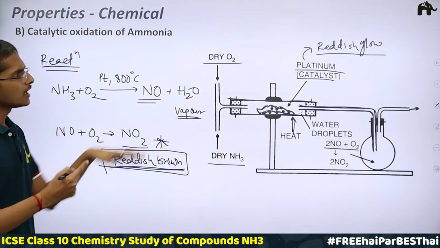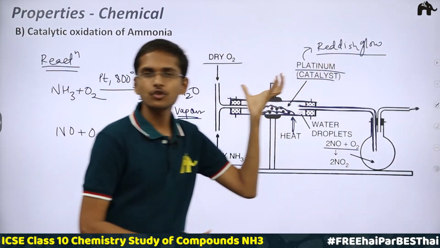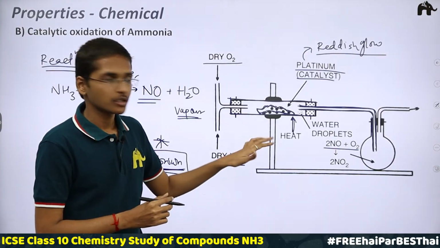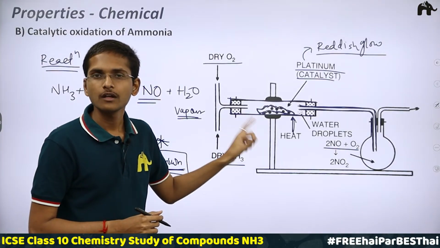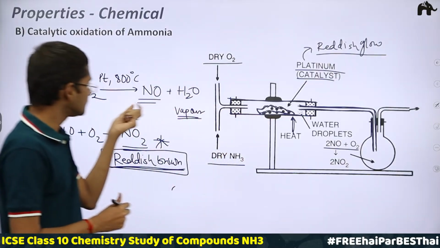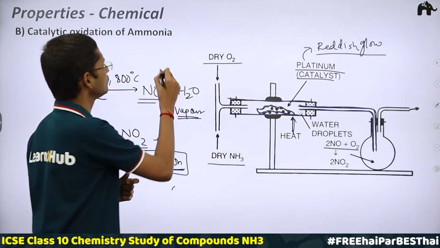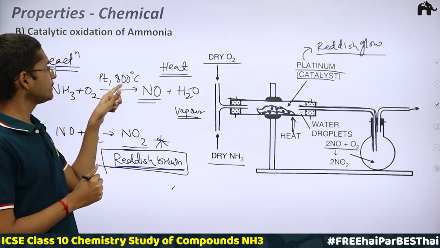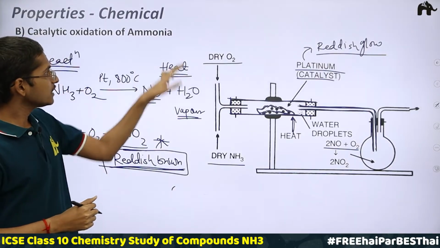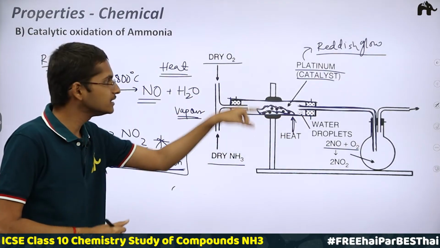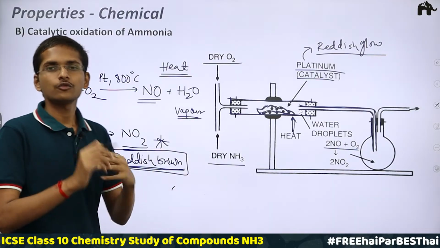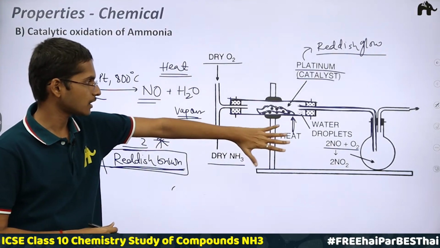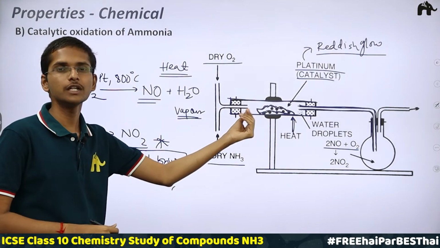The second observation is, as I have told you, the platinum shows a reddish glow when it is heated. But even when we stop the heating, the platinum will still glow. Why is it so? Because in this reaction, if I haven't told you, heat is also liberated. So if we stop heating the platinum catalyst, there is enough heat in this combustion tube to make the platinum glow. This is also an interesting observation: after we stop heating, the platinum catalyst will still glow.